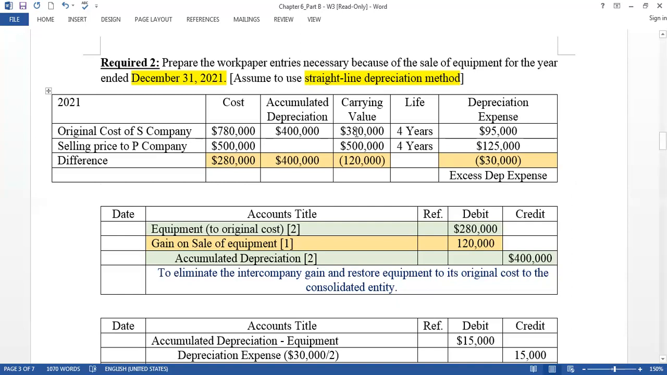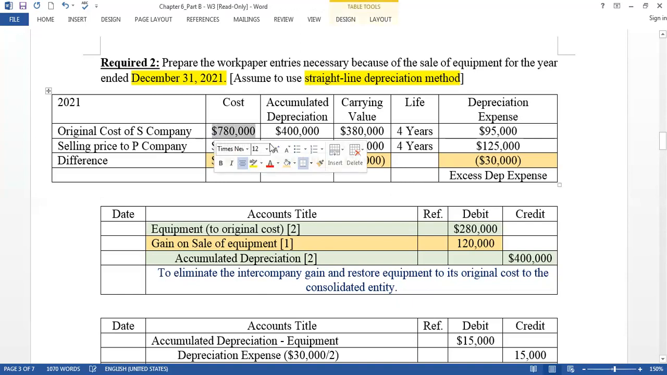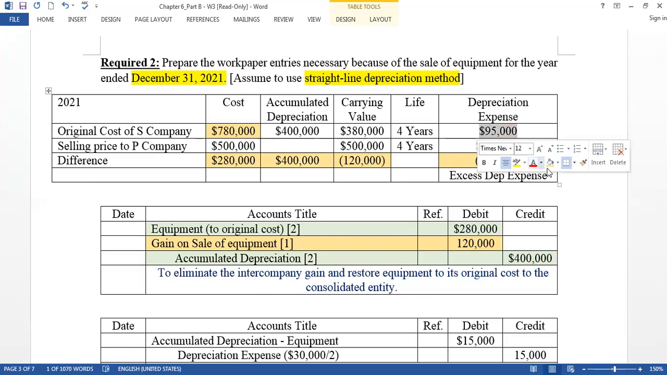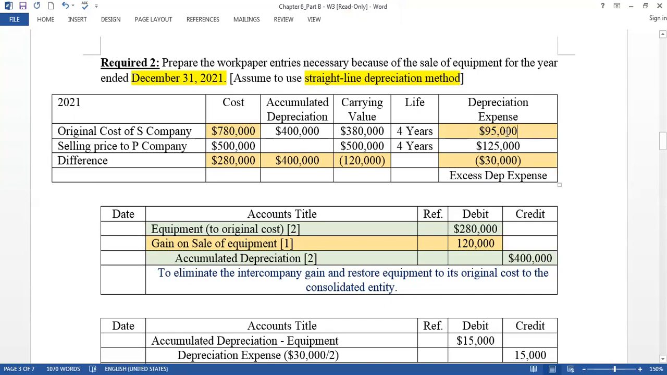Now, according to the original cost, look at here, this is the original cost. According to the original cost, what is our depreciation expense? Our depreciation expense is $95,000. Because this is the accounting rule, right? This is the US GAAP or IFRS. Whenever you are going to record depreciation, it should be based on cost price. So according to cost price, the consolidated financial statement should record depreciation expense $95,000.